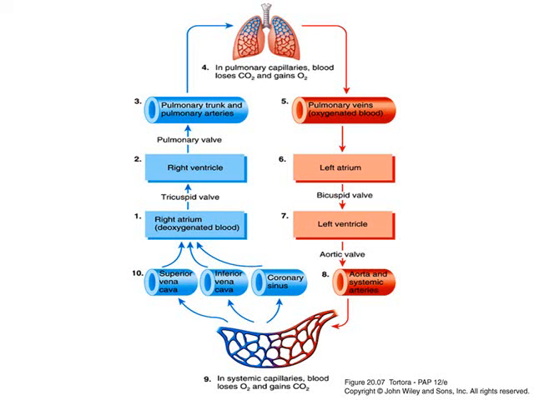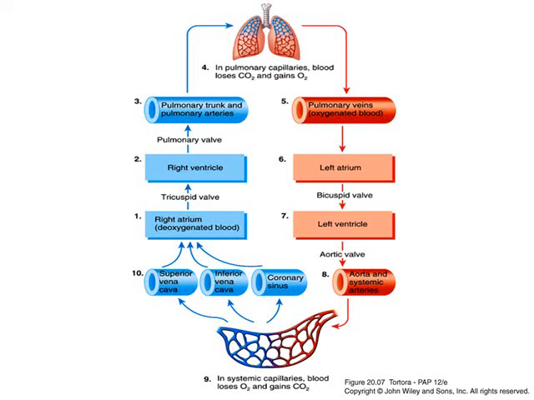The oxygenated blood then passes from the lungs back to the heart through the pulmonary vein. The oxygenated blood passes from the pulmonary vein into the left atrium, and then via the bicuspid valve into the left ventricle. From here, as the heart contracts, blood is forced from the left ventricle into the aorta through the aortic valve. The aorta and systemic arteries then pass the blood around the rest of the body.